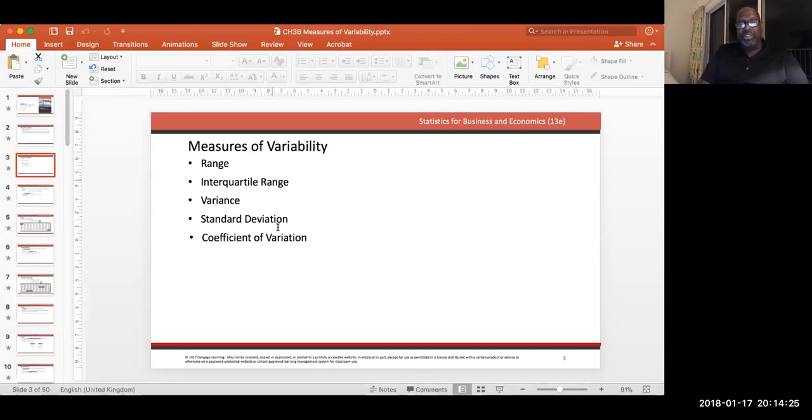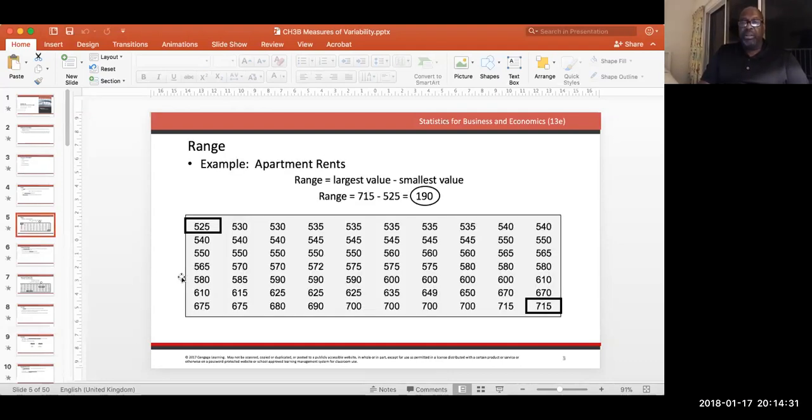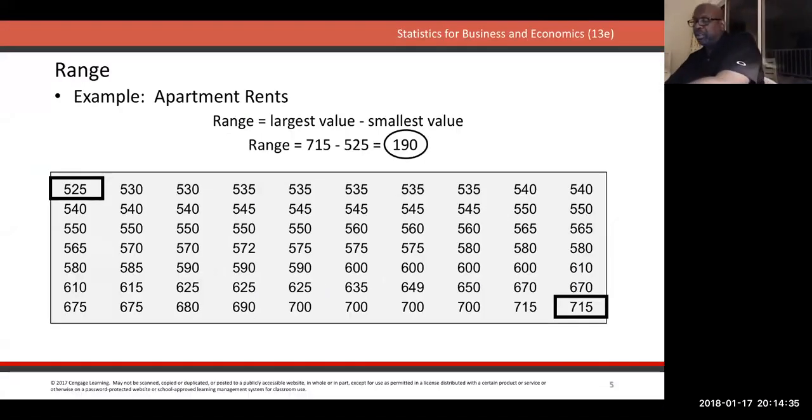Let us go back to the lecture, we're almost done for tonight. So we've talked about range, interquartile range, variance, standard deviation, and coefficient of variation. In essence, we've covered all the examples that we have here. Let's take a look. This data set with the rents is still being used as an example.